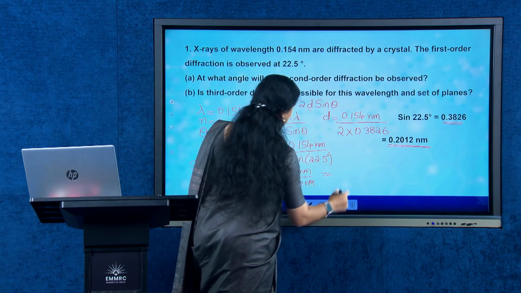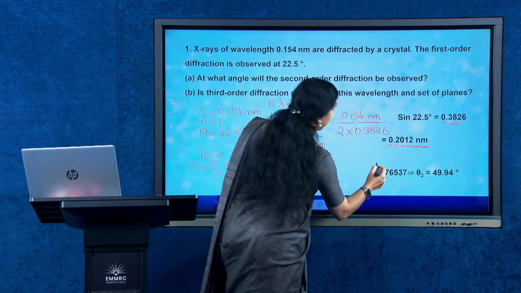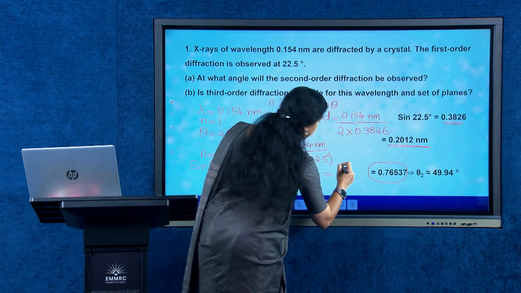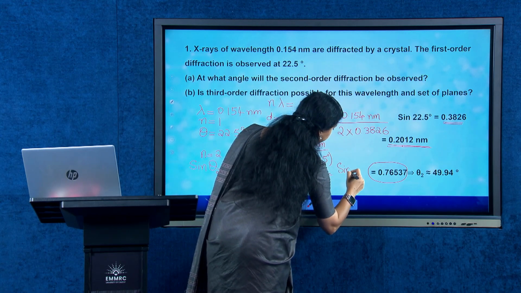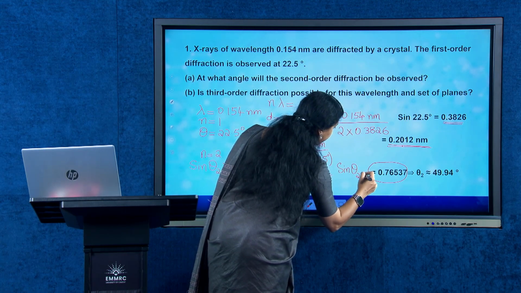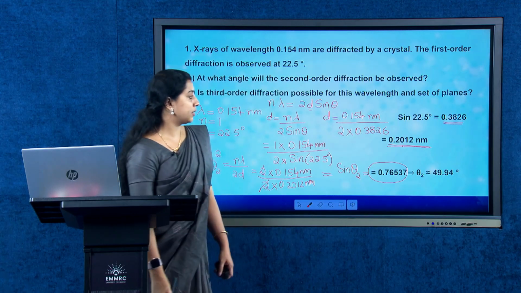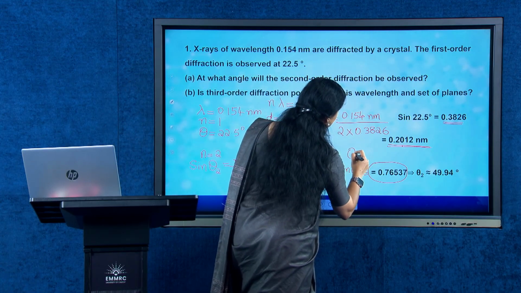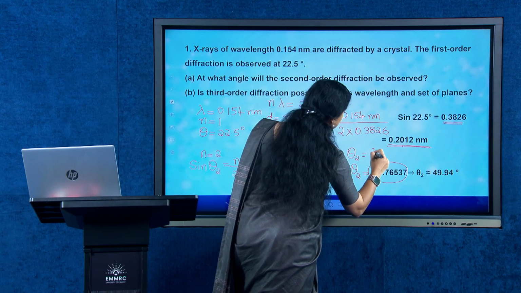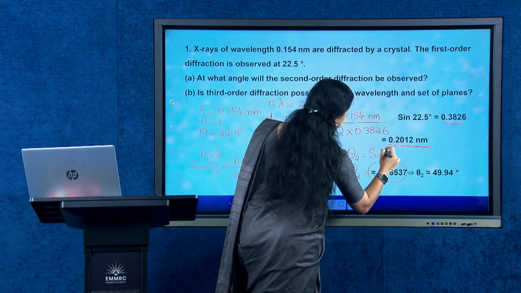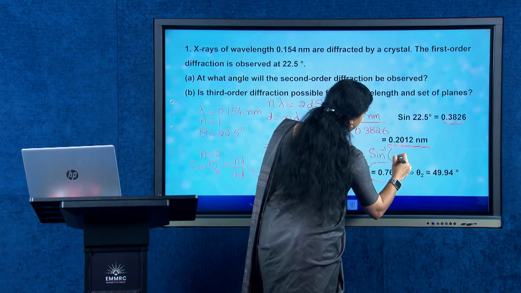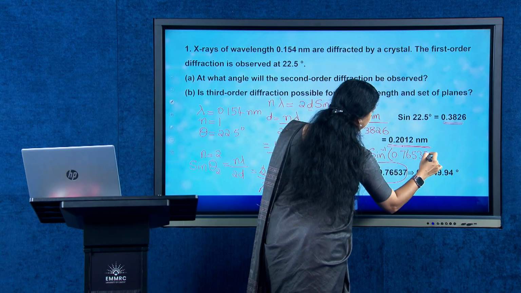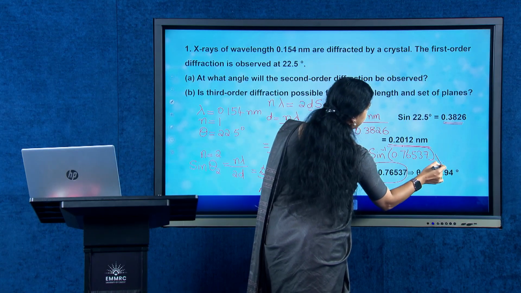So, that will be equal to 0.76537. Okay. That means the value of sin theta will be equal to 0.76537. So, what will be the value of theta? So, theta 2 will be equal to sin inverse 0.76537.